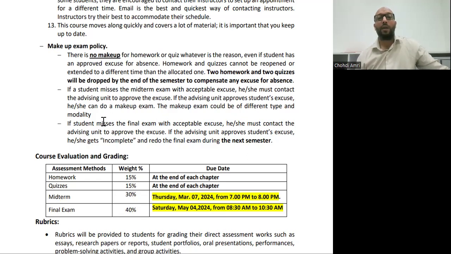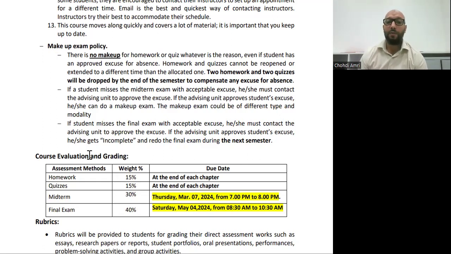If a student misses the final exam or the midterm exam with an acceptable excuse, and the excuse is proved by the advising unit, in this case, for the midterm exam, we can set a makeup exam for you. However, for the final exam, you will sit for the makeup exam of the final during the next semester.